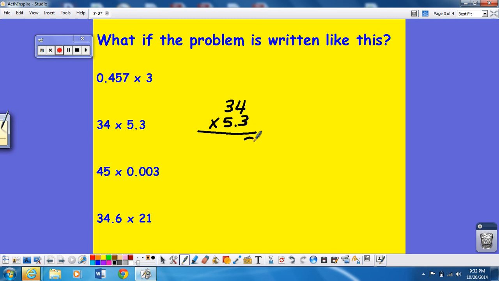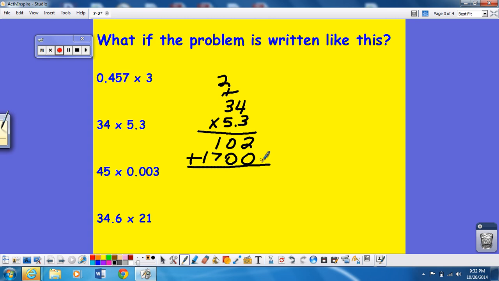3 times 4 is 12. Put down your 2, carry your 1. 3 times 3 is 9 plus 1 is 10. Bring down your placeholder. 5 times 4 is 20. Put down your 0. Carry your 2. 5 times 3 is 15 plus 2 is 17.